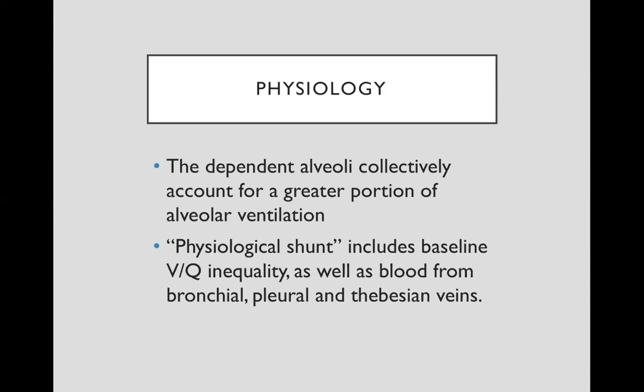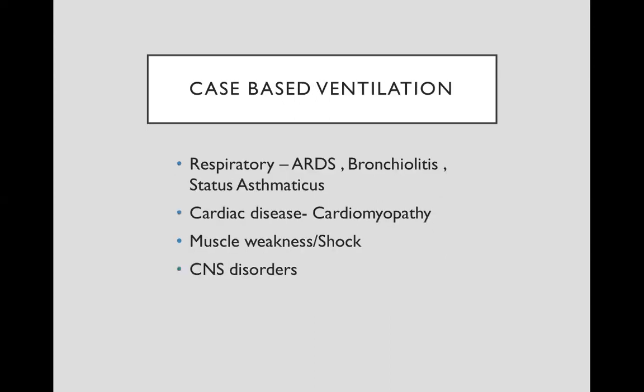Physiological shunt basically includes the basic baseline VQ inequality, which basically means that there are some alveoli which are not adequately ventilated but better perfused. So, since the ventilation is not good, the blood goes back unoxygenated, and this, along with the bronchial, pleural, and trabecular veins unoxygenated blood, accounts for your physiological shunt. Physiological shunt is to the tune of about 4% of our blood volume.